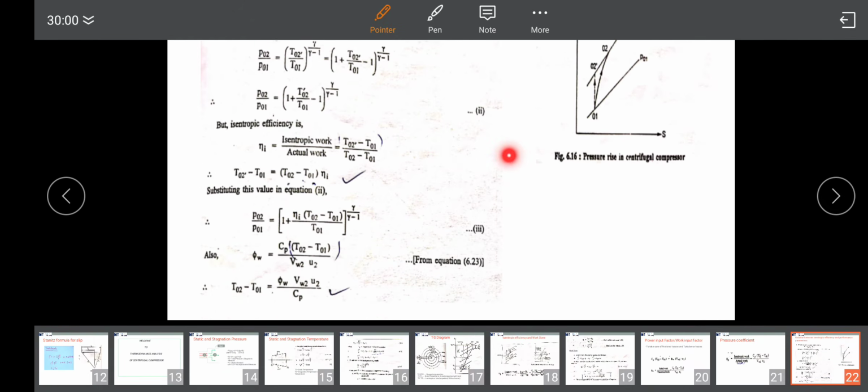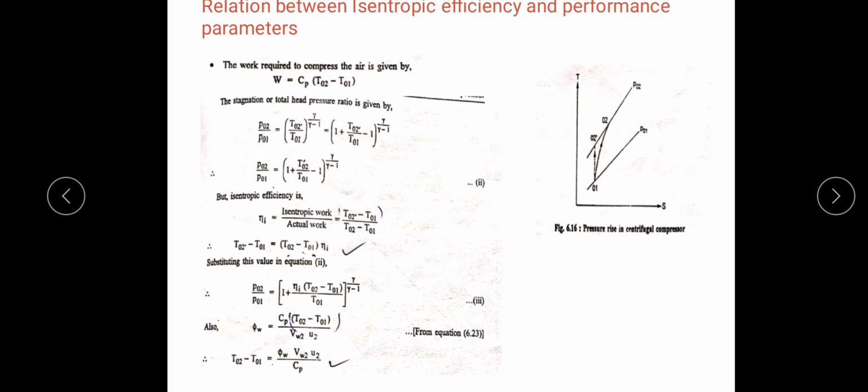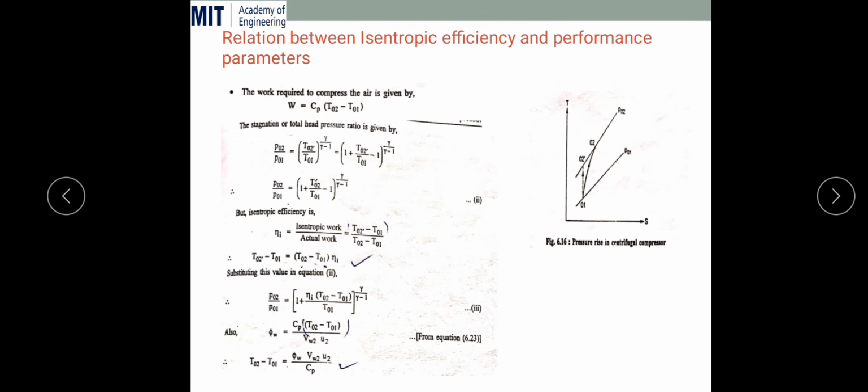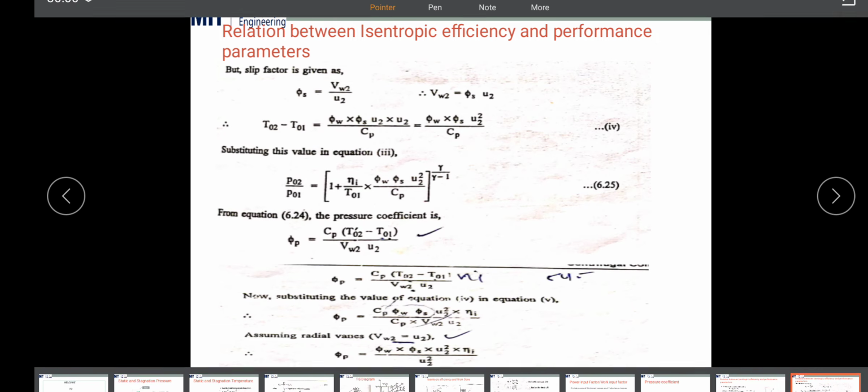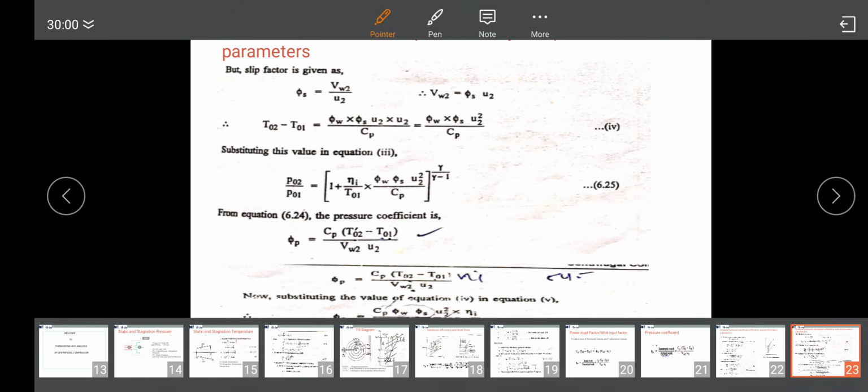We have to put this value in equation number 2. By putting the value and by defining the power input factor, again by the definition we will get the temperature difference T02 minus T01 in terms of the work input factor, VW2, U2 and Cp. Then we know that slip factor is given as VW2 upon U2, so VW2 is equal to slip factor into U2. Again, in the temperature difference we have to put the value of VW2, so we will get the work input factor into slip factor into U2 square upon Cp.